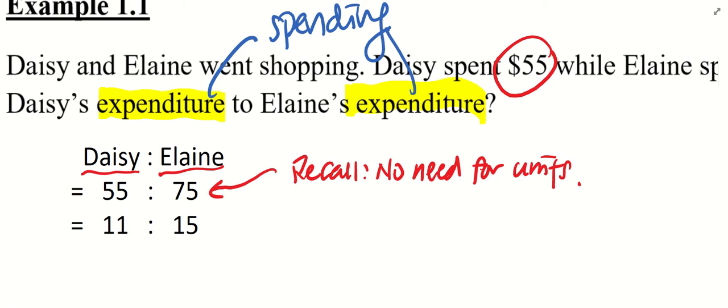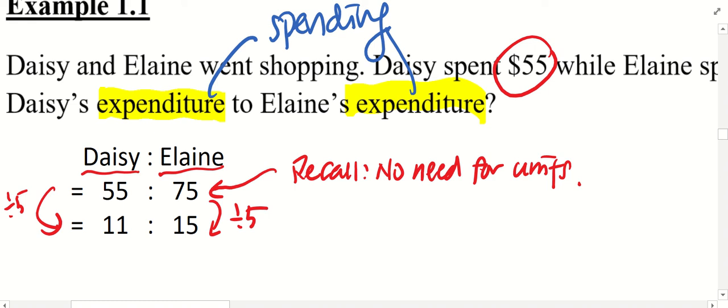Over here, there is no need to write the dollar sign, even though you may be aware that the quantities are in dollars. But remember, in a ratio, there is no need for units. Either way, they are the same units, dollars, so there's no need to write it down. From here to here, remember we must express our ratio in the simplest form. So we divide both sides by 5 to give us 11 is to 15. And we are done.